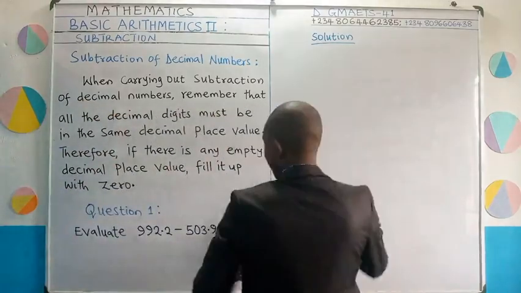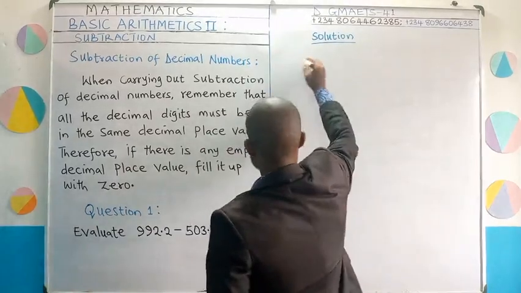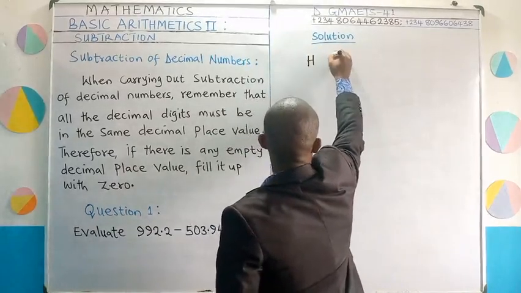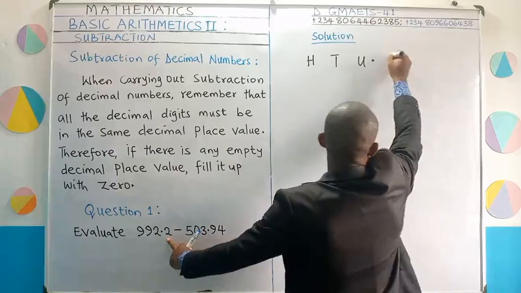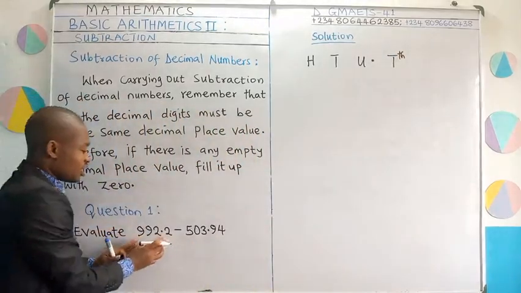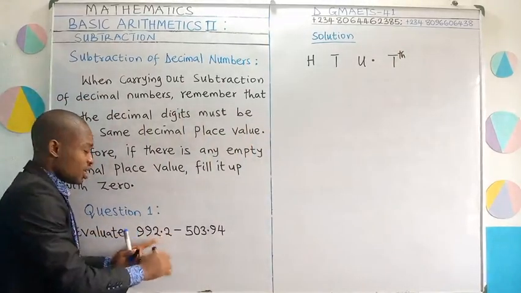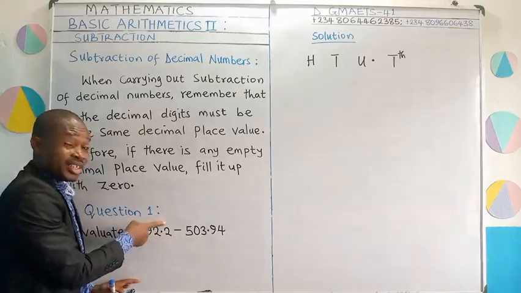Alright, so we have 992.2. Let me bring out your place values. Because this is in hundreds, okay? We'll have tens and units. Then these are decimal points. This is tenths. But hold on. Watch something here. This 992.2 is only in one decimal place. This place value is tenths.